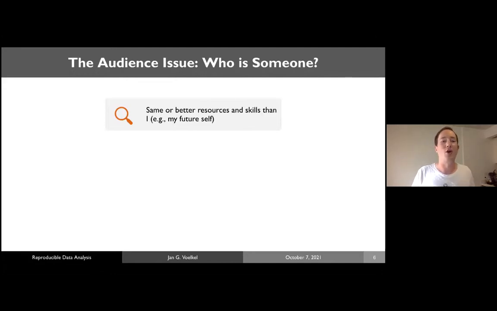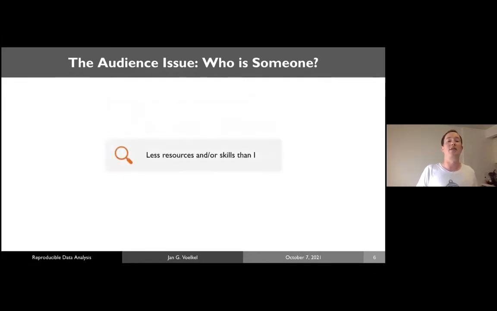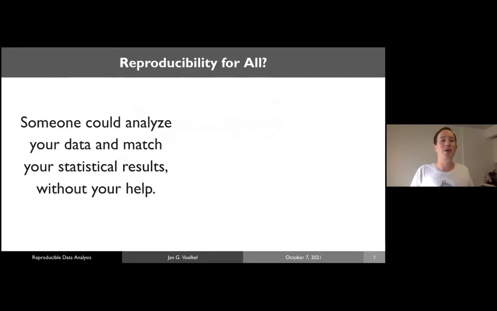I mean, I hope that I will have more skills in the future, but my files are usually reproducible enough so that I could obtain the same results in the future. But what about a person with fewer resources or skills? Would they also be able to reproduce my findings? So the challenge here is to achieve reproducibility for all, or for more.